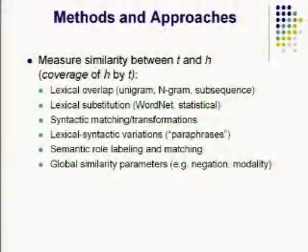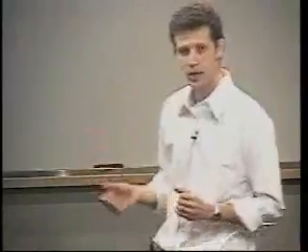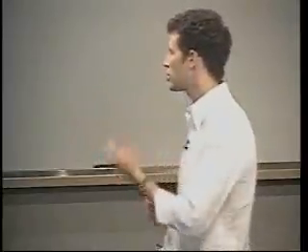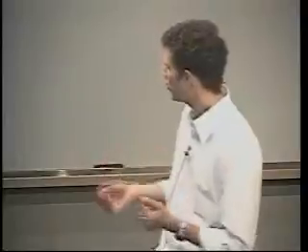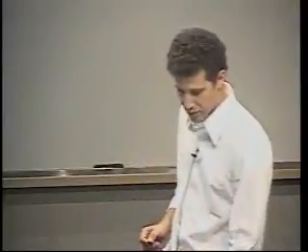Some methods that were used in the last challenge for entailment inference. Well, the main approach was to try and measure the coverage of the hypothesis by the text, using lexical overlap, some lexical syntactic structure that could be matched, paraphrases that were used, some other global similarity parameters. One group tried to measure cross-pair similarity.